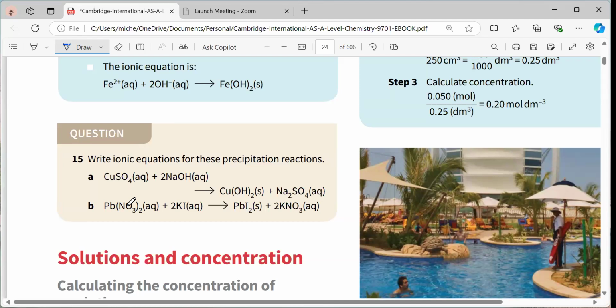So we have here copper sulfate, sodium hydroxide, which gives copper hydroxide and sodium sulfate. Okay, did I just say natrium sulfate again? It's sodium sulfate, I'm sorry.